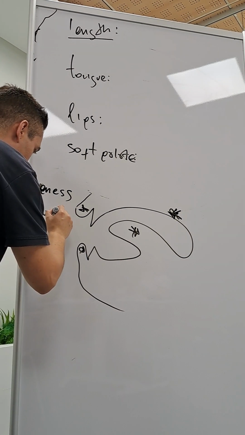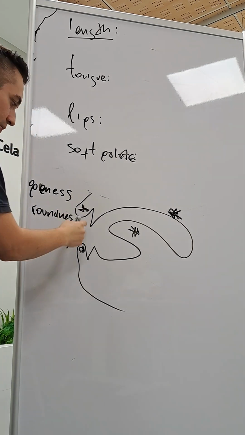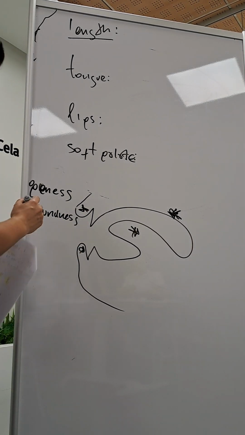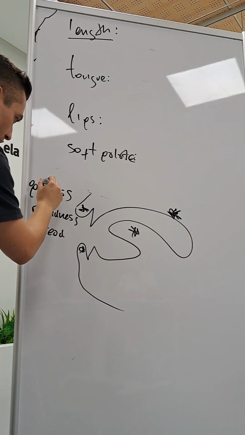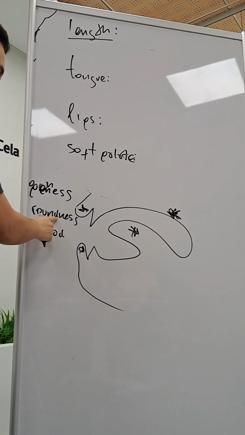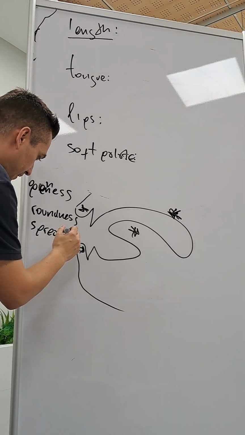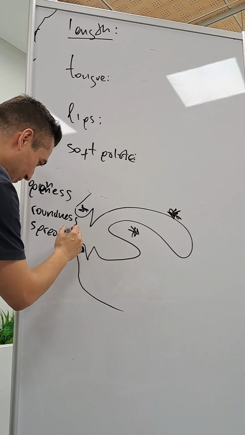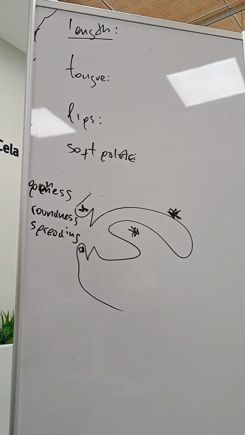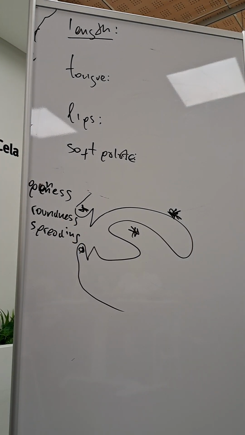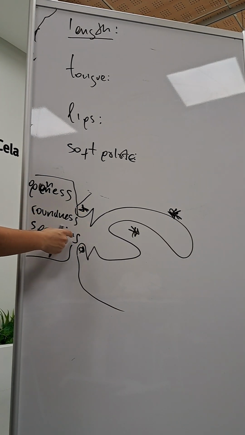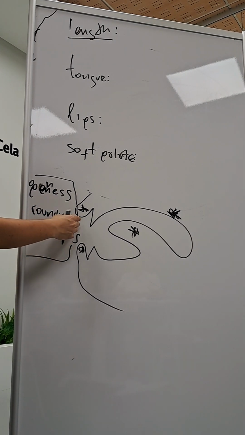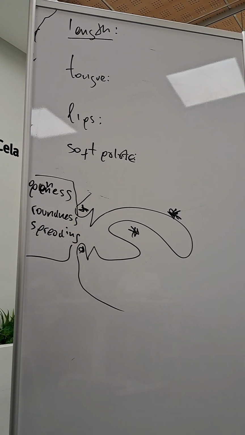You can talk about roundness. Roundness of your lips. And you can also talk about spreadness. Openness, two N's. You can talk about roundness and you can talk about spreadness. Or spreading. Spreading of your lips, yeah. So when it comes to lips, your lips can be open in different degrees. Your lips can be round in different degrees, and your lips can spread in different degrees.